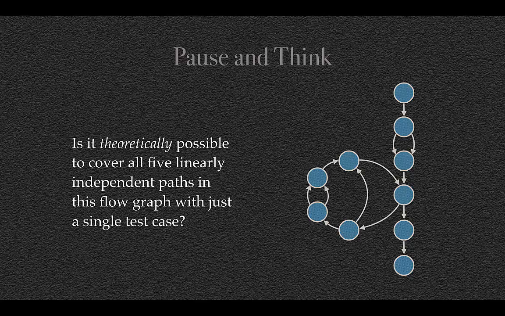Ready? The answer is no. It is not possible to cover all linearly independent paths with just a single test case. And the reason has nothing to do with the loop. The reason is that there is no way to cover both the true edge and the false edge of that first if statement, that if statement outside the loop. That means we have to have at least 2 test cases to cover all linearly independent paths for this particular flow graph.